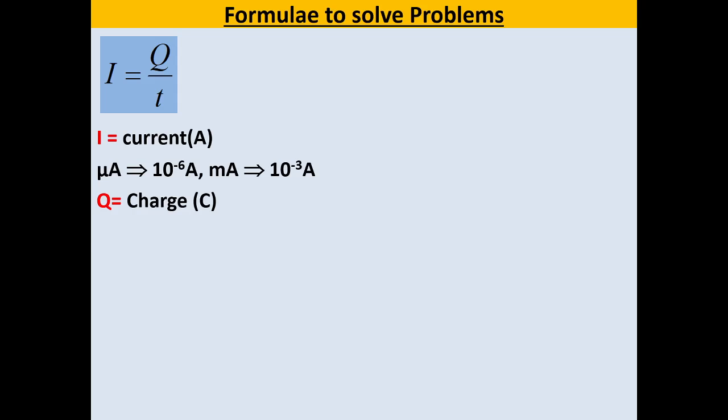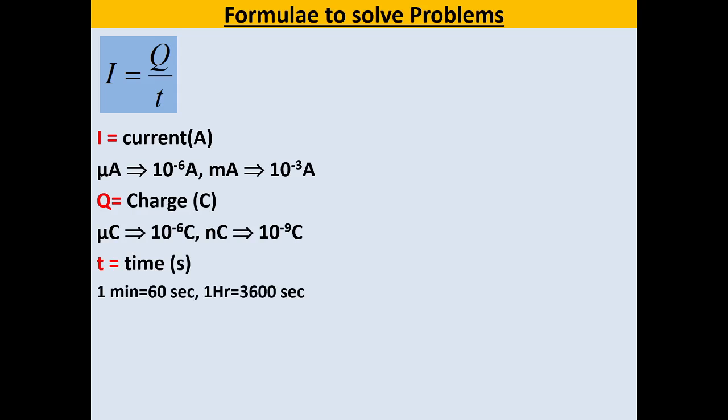Q is the charge in coulomb. If again it is in microcoulomb, multiplied by 10 raised to minus 6. If it is nanocoulomb, multiplied by 10 raised to minus 9. T is time in second. If it is given in hours or minutes, we have to convert into seconds. So 1 minute stands for 60 seconds. 1 hour, again it is 60 into 60, that is 3600 seconds.